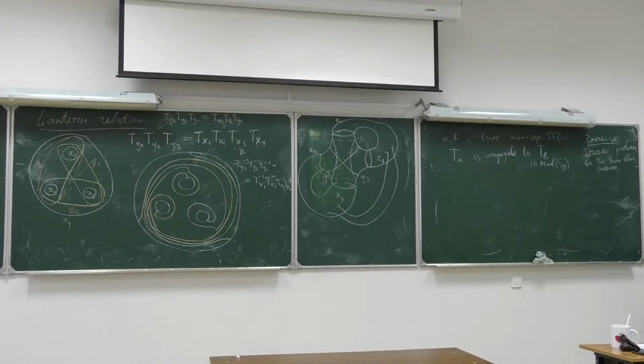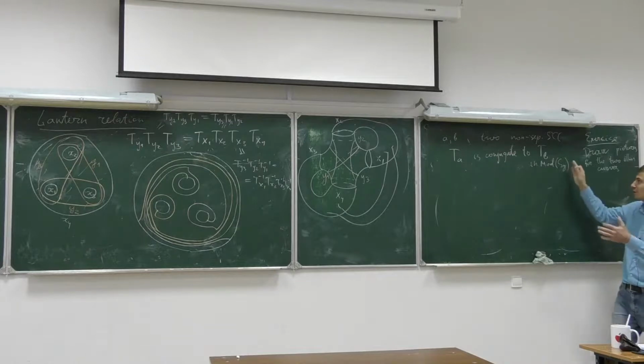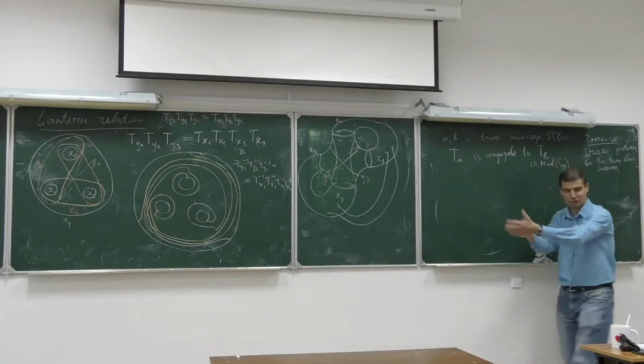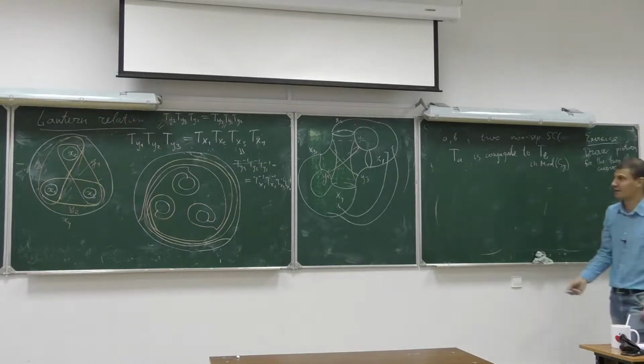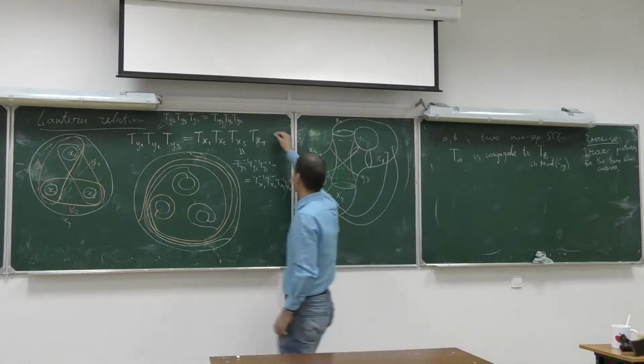So in fact, the fact that abelianization is a cyclic group is immediate from the fact that the mapping class group is generated by twists about non-separating simple closed curves, since all these generators go to the same element of abelianization. But now look at this relation.